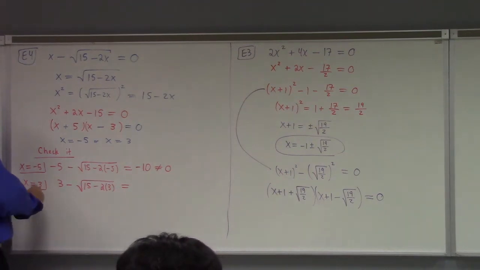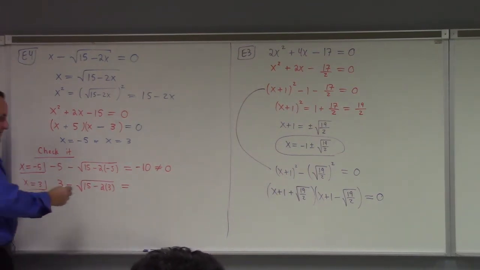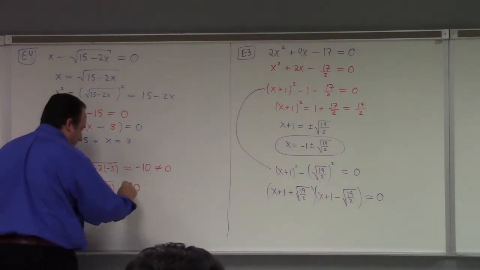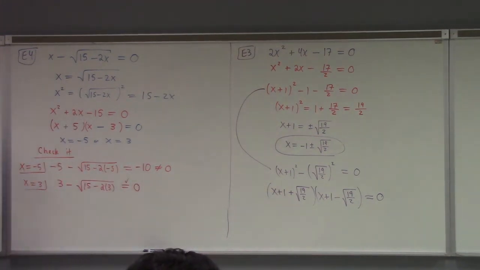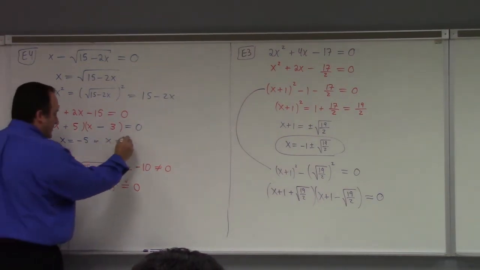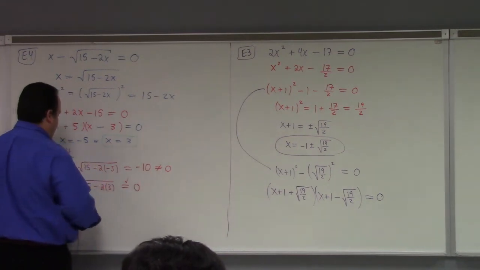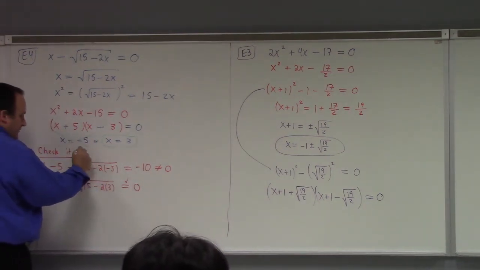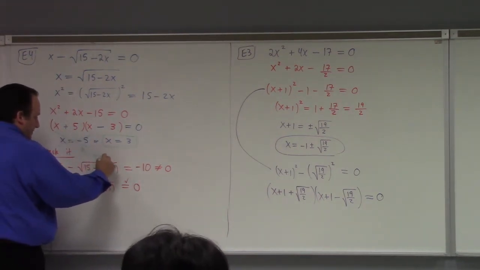So that fails. On the other hand, we've got 3 minus the square root of 9. 3 minus 3, it's 0. Woohoo! So in retrospect, after we check, what do we find out? Only the 3 is the actual answer. This right here is an extraneous solution.